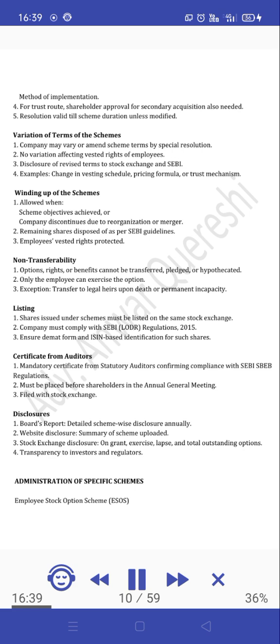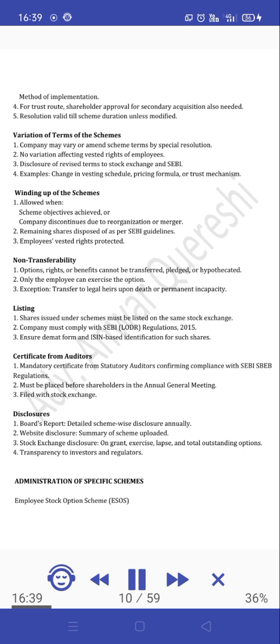Non-transferability. 1. Options, rights, or benefits cannot be transferred, pledged, or hypothecated. 2. Only the employee can exercise the option. 3. Exception: Transfer to legal heirs upon death or permanent incapacity. Listing. 1. Shares issued under schemes must be listed on the same stock exchange. 2. Company must comply with SEBI LODR regulations, 2015. 3. Ensure DEMAT form and ISIN-based identification for such shares.